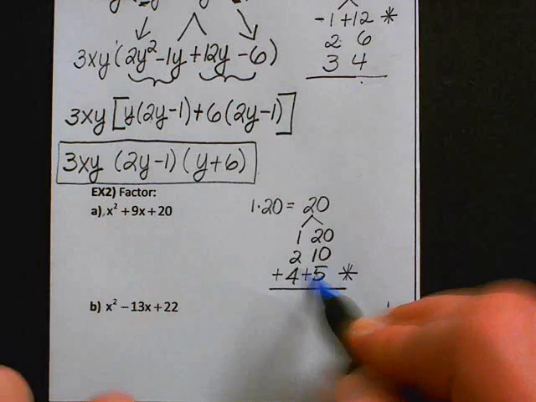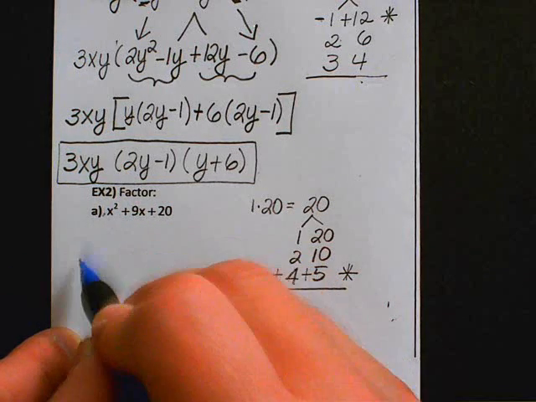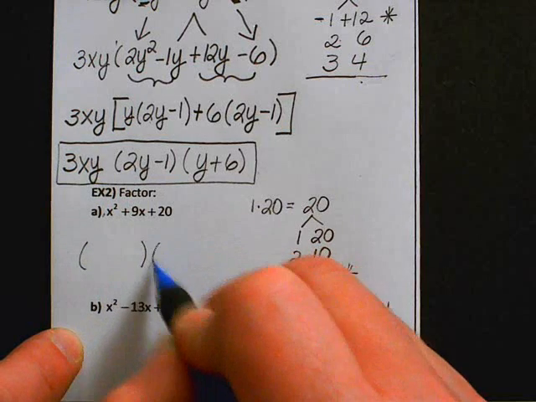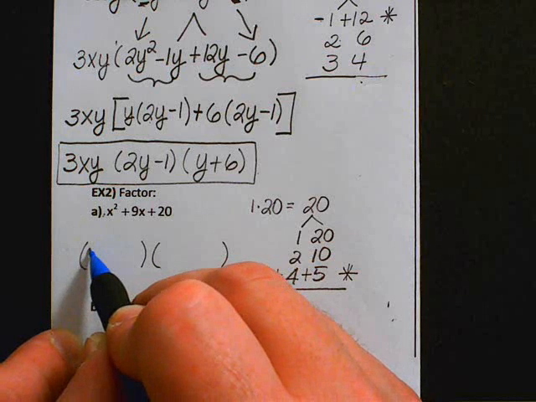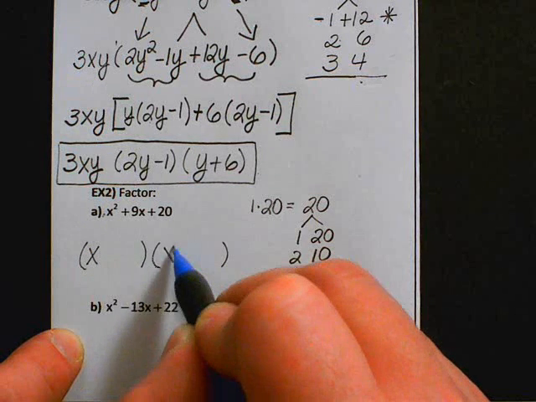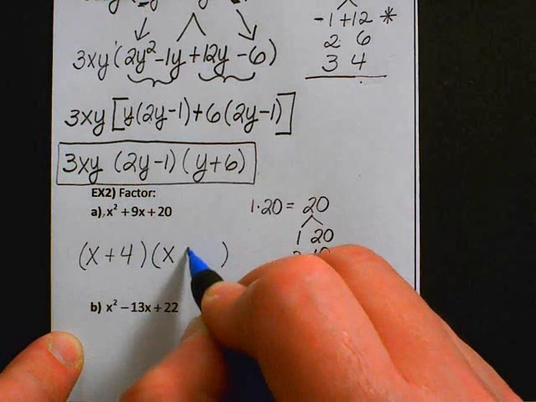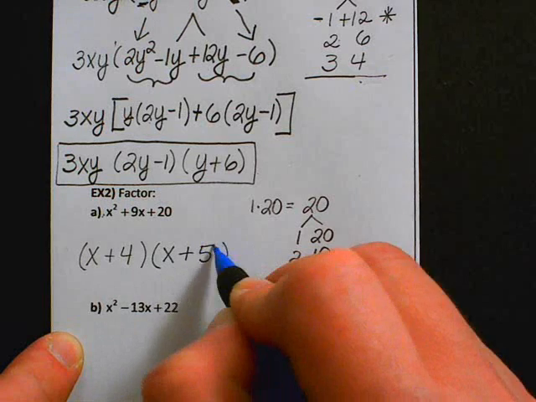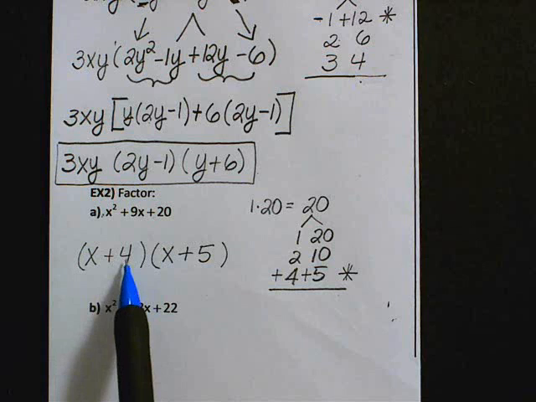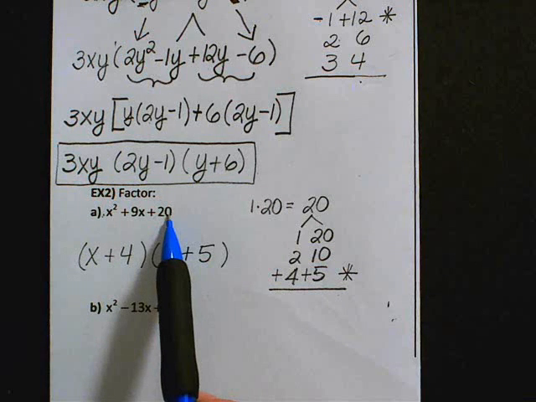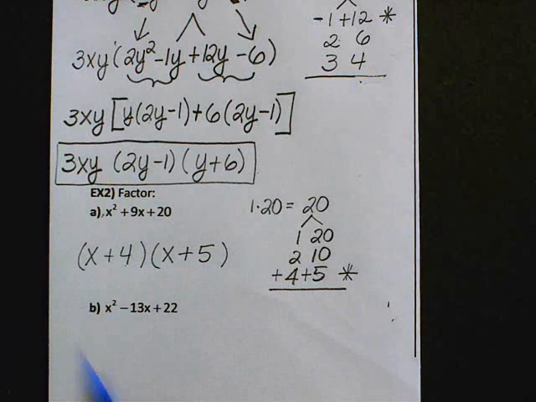That is correct. Now, instead of breaking down here, because there's a 1 here, all you have to do is open two sets of parentheses. This is x squared, so the square root of x squared is x, so x and x. And you take these numbers and put them right there, positive 4 and positive 5. Alright? And basically, check this out. 4 times 5 is 20. 4 plus 5 is 9. And that's it.